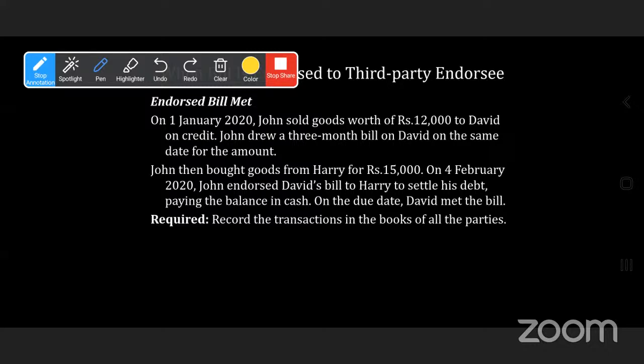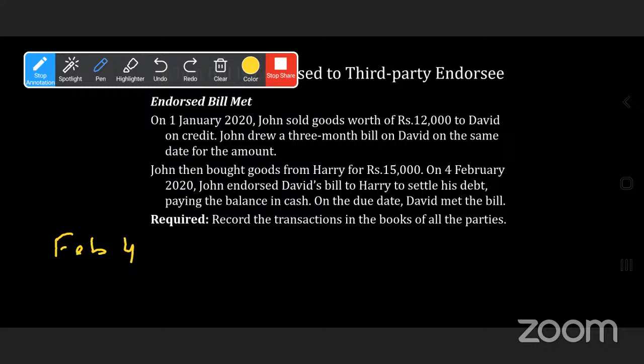Coming to the other end. John then bought goods from Harry for rupees 15,000. On 4th February 2020, John endorsed David's bill to Harry to settle his debt, paying the balance in cash. On which day he bought the goods was not mentioned here, but on February 4th, 2020, John endorsed David's bill to Harry to settle his debt. Now you have to write an entry on February 4th.